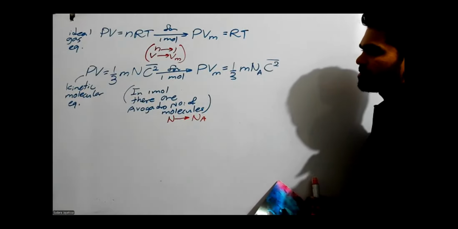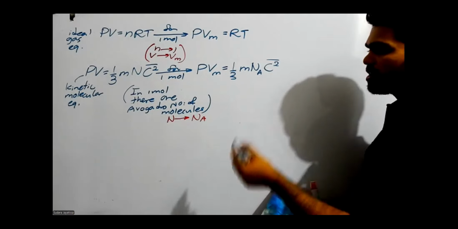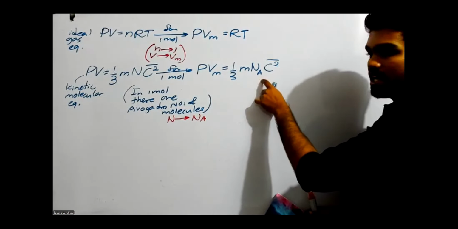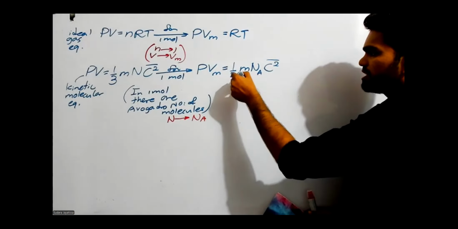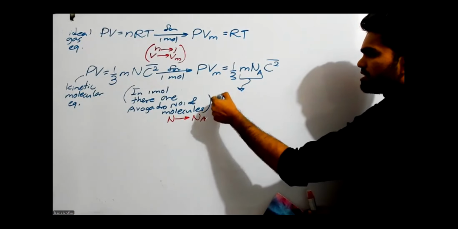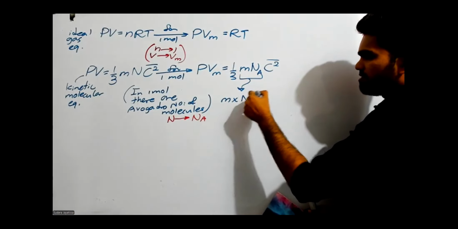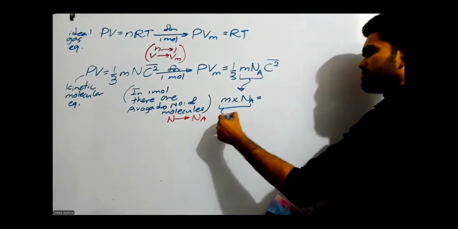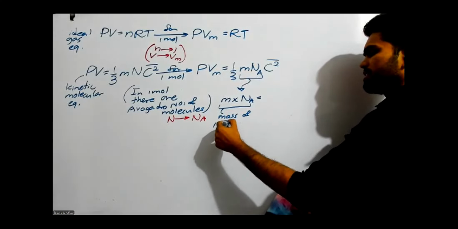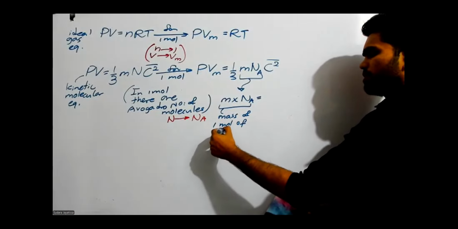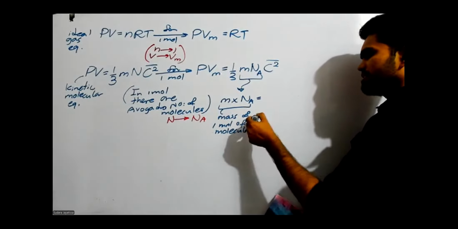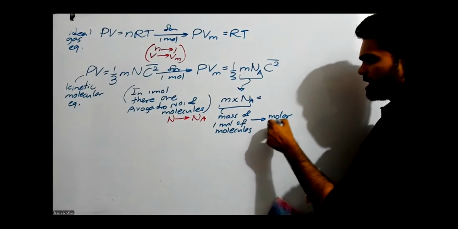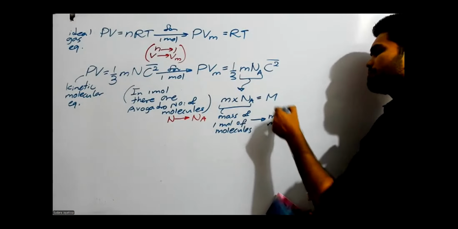Now we have a very important thing. Here we have the mass of one particle, and here we have the Avogadro number. So the product of these two, small m into Na, what is this product giving? Simply you can say the mass of 1 mole of particles, 1 mole of molecules. So this is the mass of 1 mole, in other words the molar mass. So this is equal to capital M.